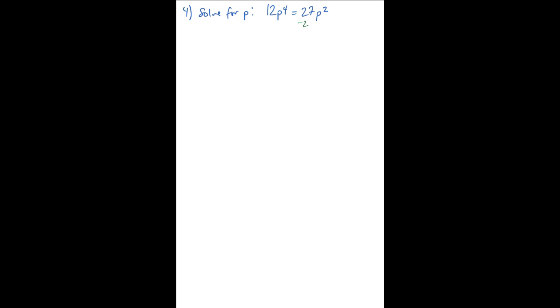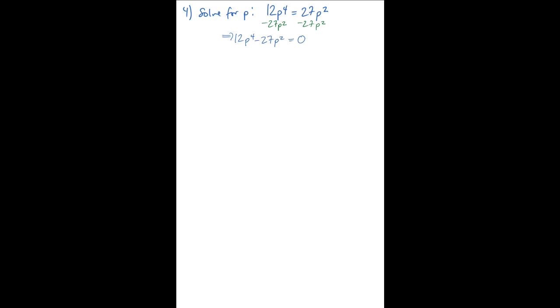I could say minus 27p squared on both sides. P to the 4th and p squared are not like terms, so I can't combine them, but I can go ahead and rewrite this so that I get 12p to the 4th minus 27p squared equals 0.